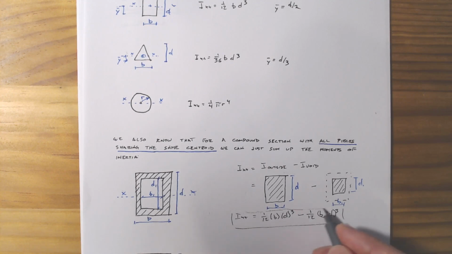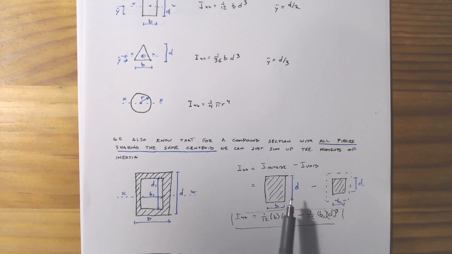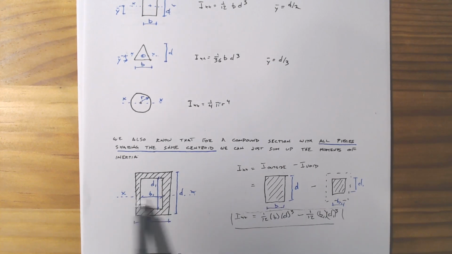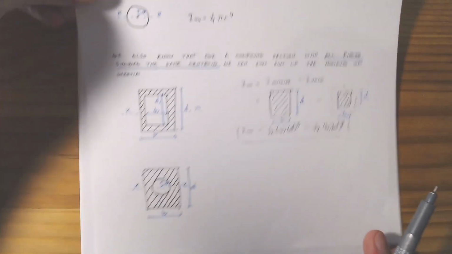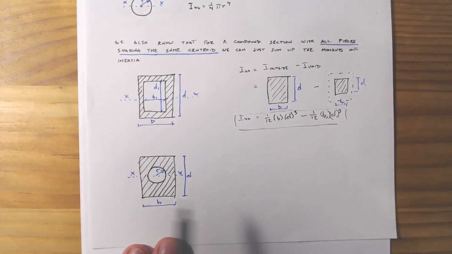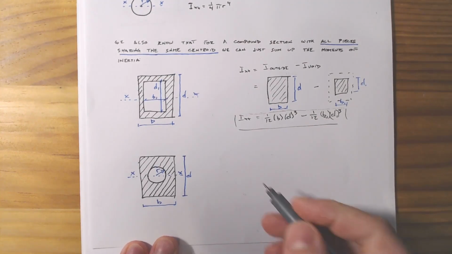It's effectively two rectangles, and as long as these two rectangles share the same centroid, we can simply take the sum of their moments of inertia. In this case, the moment of inertia of the void, we're going to subtract out. And so that's it with a rectangle. Well, what if we have a circular hole? Again, it's much the same.